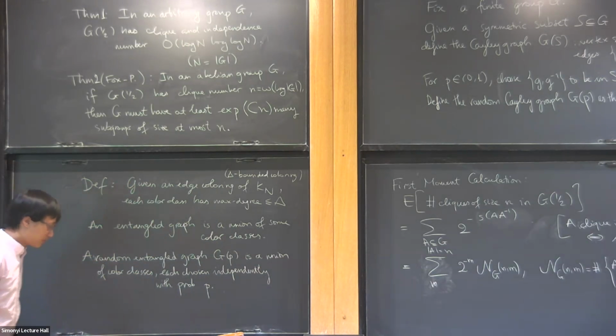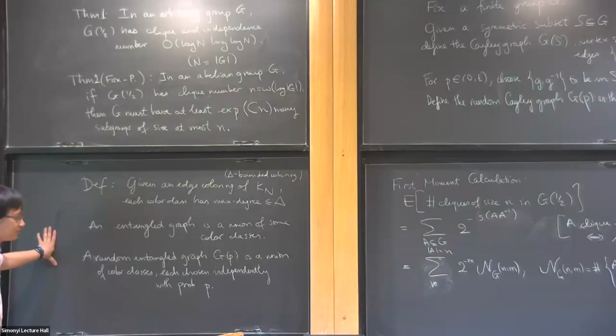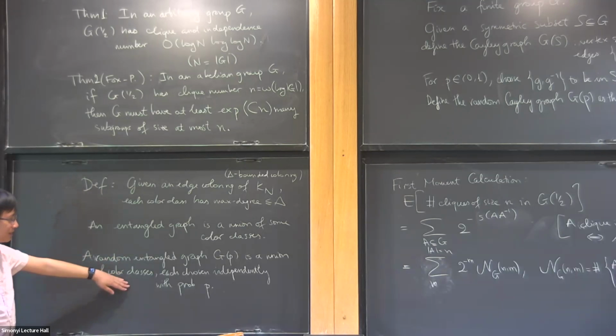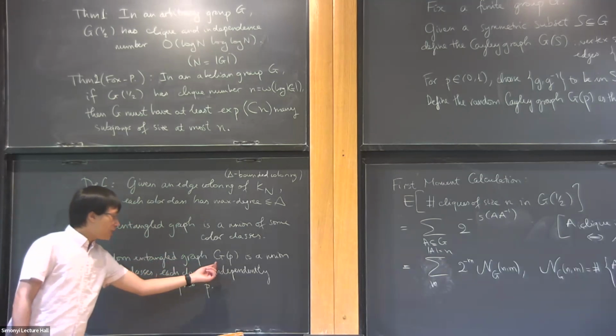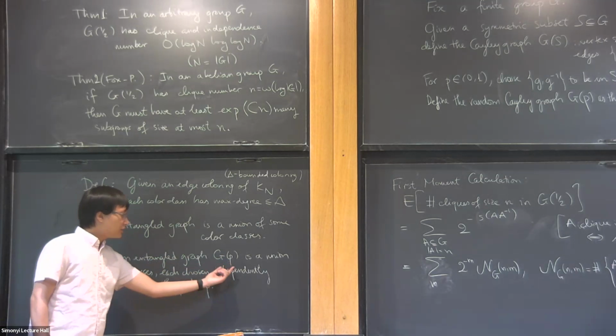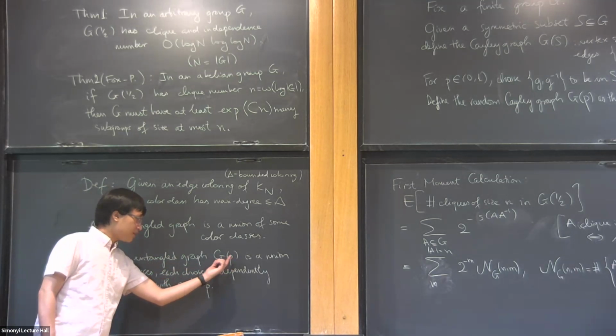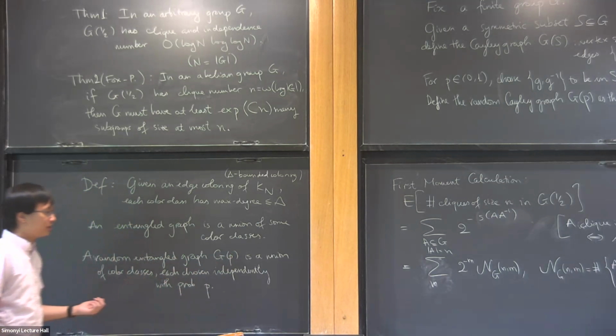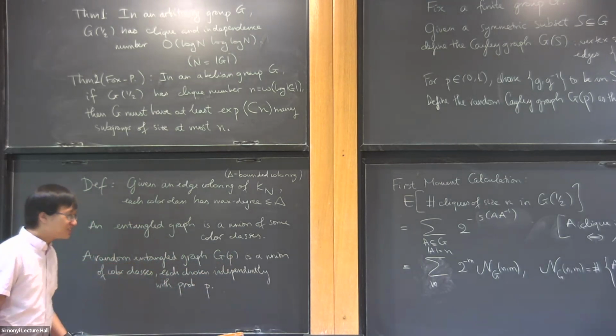and random entangled graph. A random entangled graph, in some sense, shares the difficulty in our analysis of the Cayley graph in that, compared to Erdős–Rényi, it is a highly dependent random graph ensemble, right? We call it entangled because whenever one edge of a color appears in the random graph G(P), actually all of the other edges sharing the color with that edge also have to appear. That's why we call it entangled.